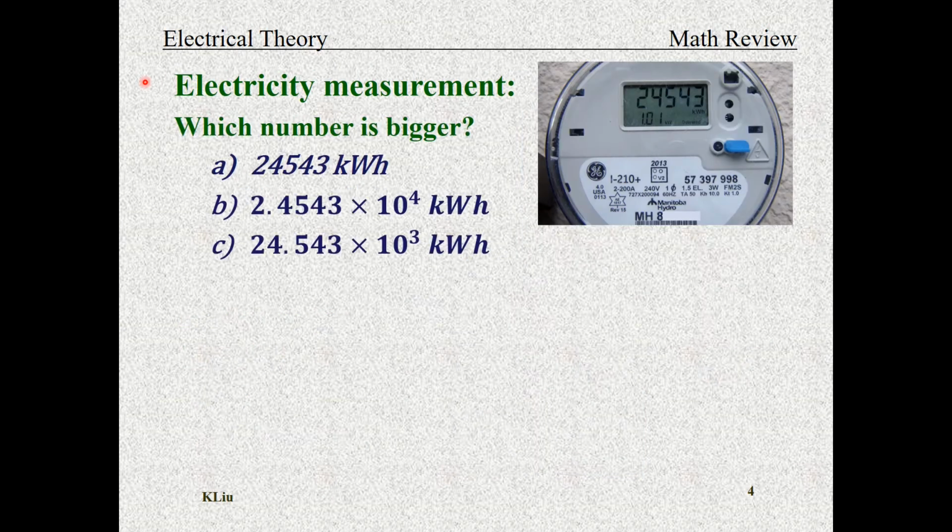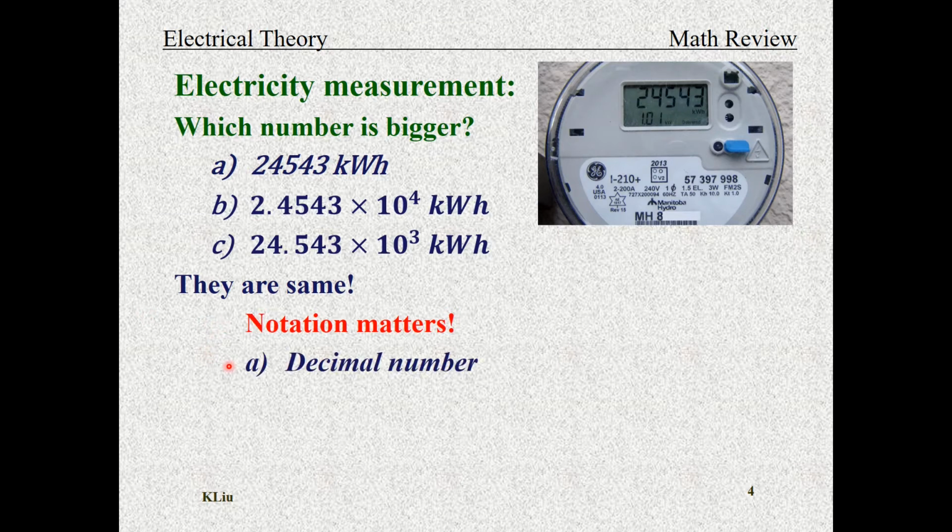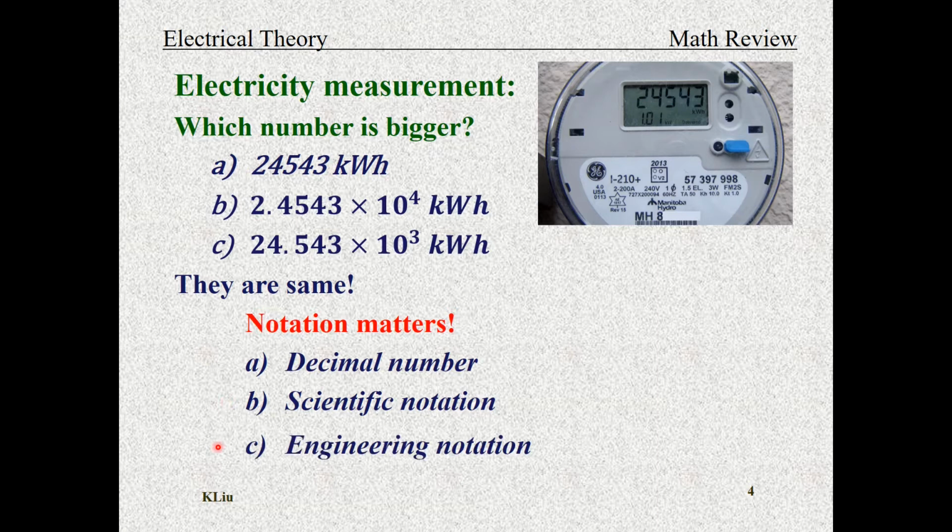Here is a meter measuring the usage of electricity. Comparing the following three numbers, can you tell which one is bigger? Yes, they are all same. What matters here? Notations. The first one is in regular decimal number. The second one is in scientific notation. The third one is in engineering notation. Today we will review the notations as well.